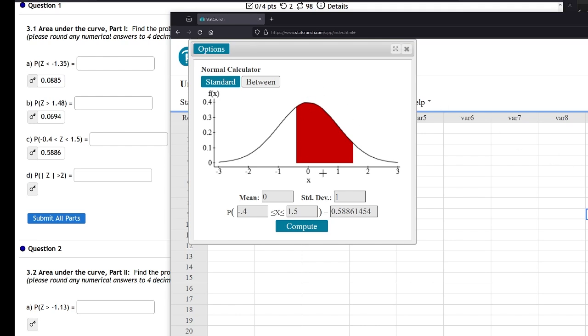This is giving us the probability of these z-scores occurring in the way that you've been talking about z-scores or watching in the videos where they talk about z-scores.